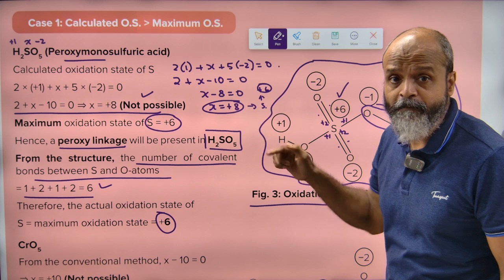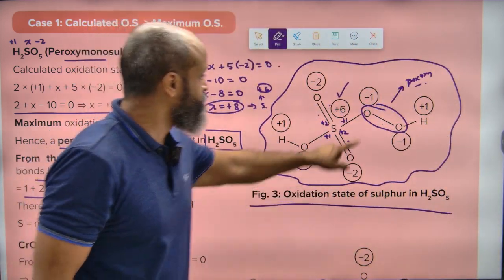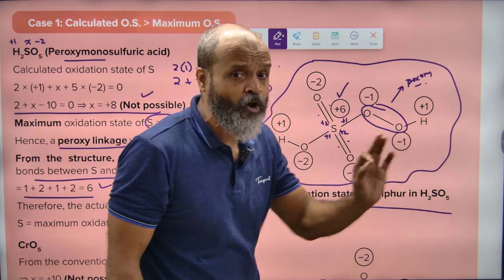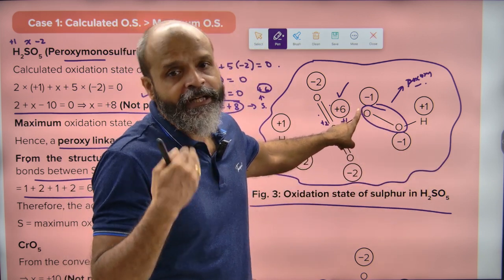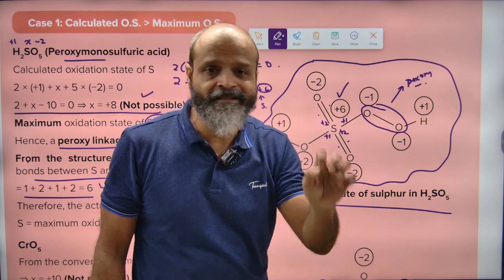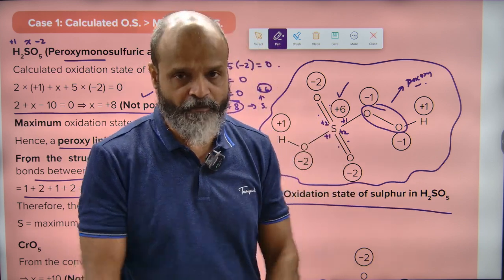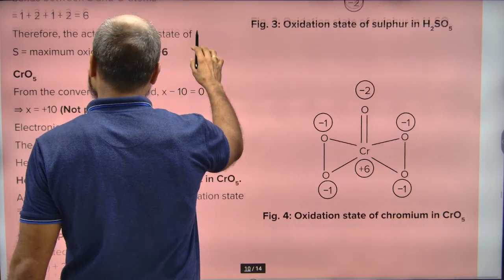You will have to go deep into the structure and identify peroxy linkages. These peroxy linkages reduce the bonding between oxygen and the element, because of which the element's oxidation number goes down. We have to have the oxidation number as the maximum oxidation number, not greater than that, because that is not possible. Okay. All right. Let's move on to CrO5.